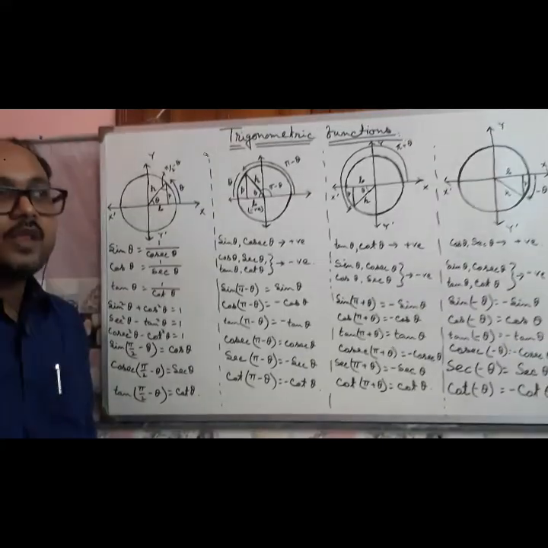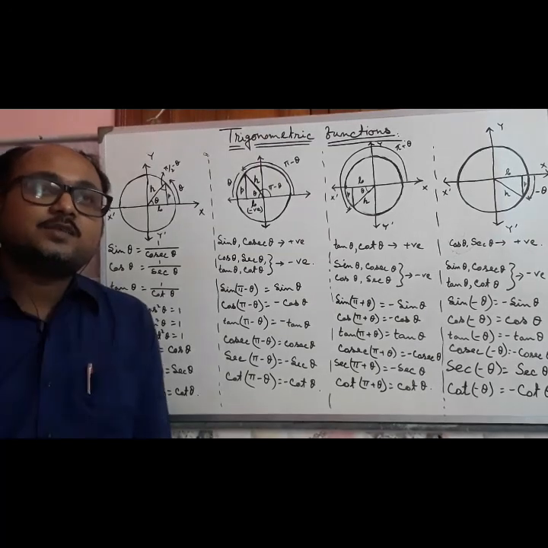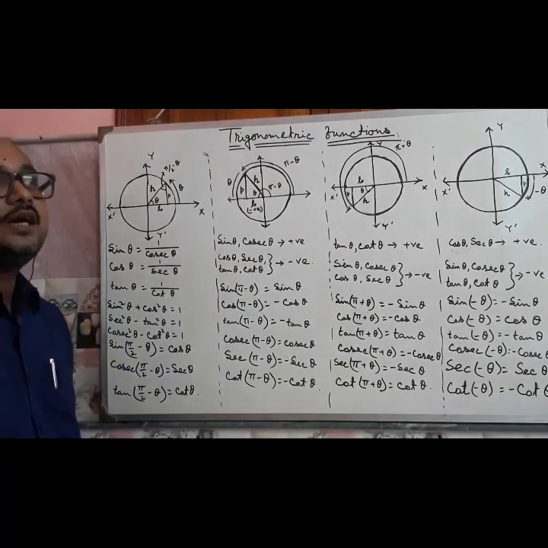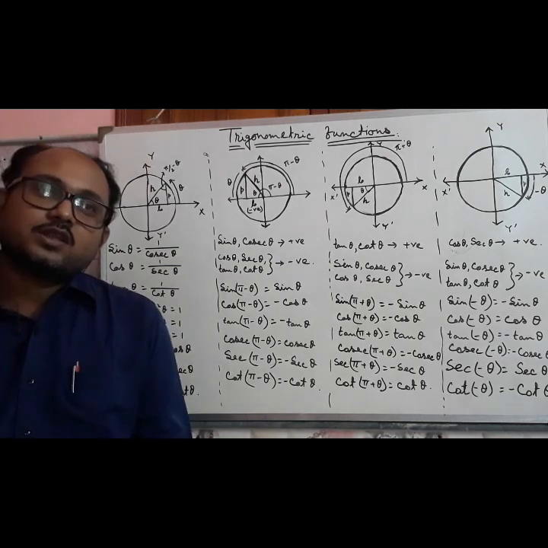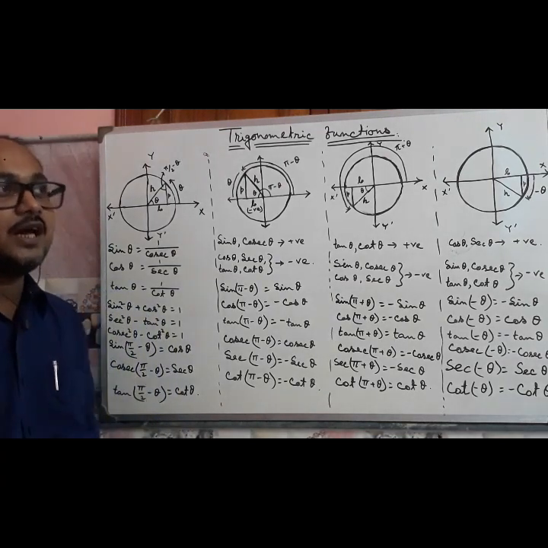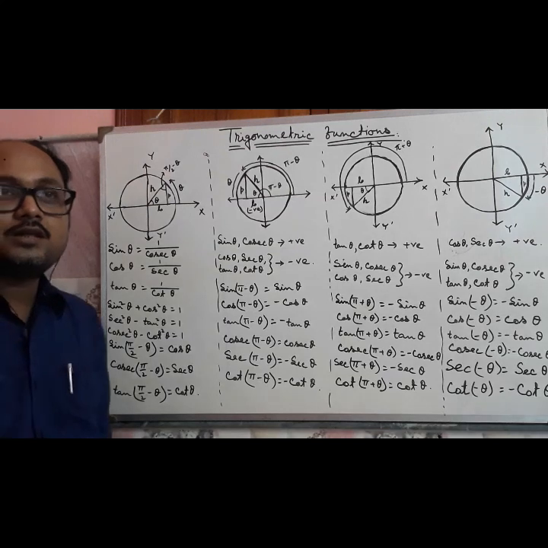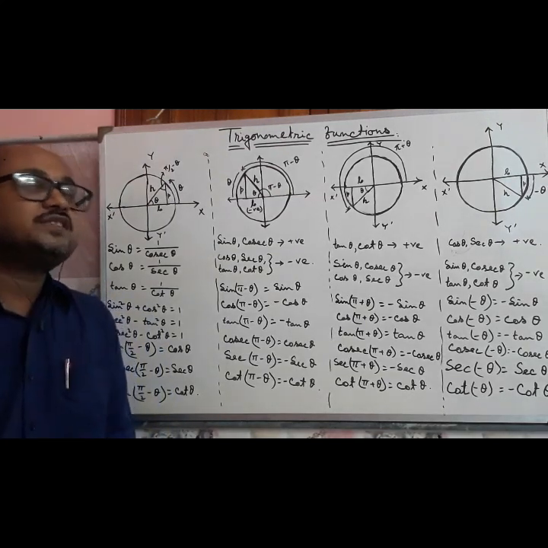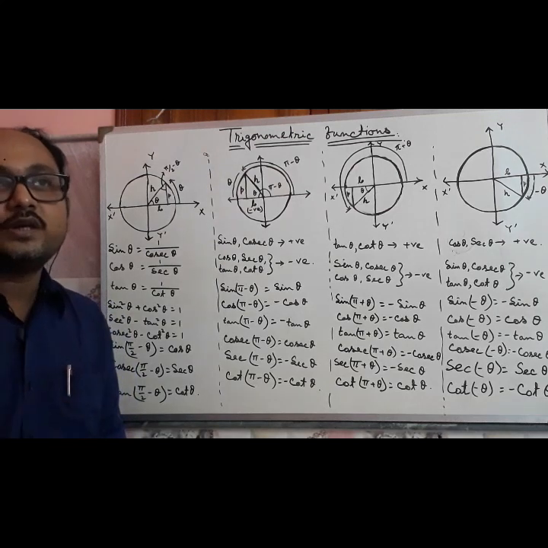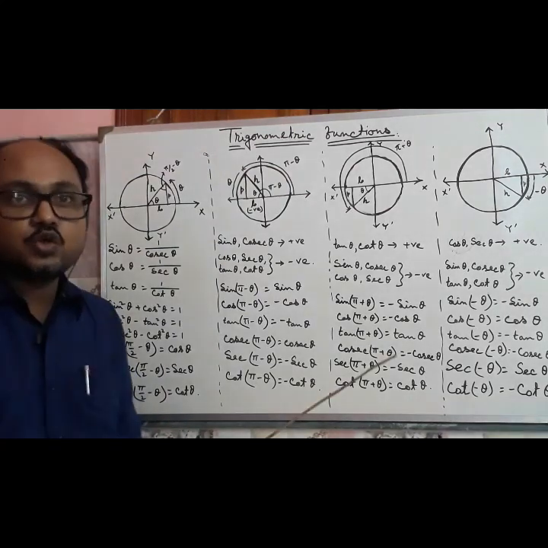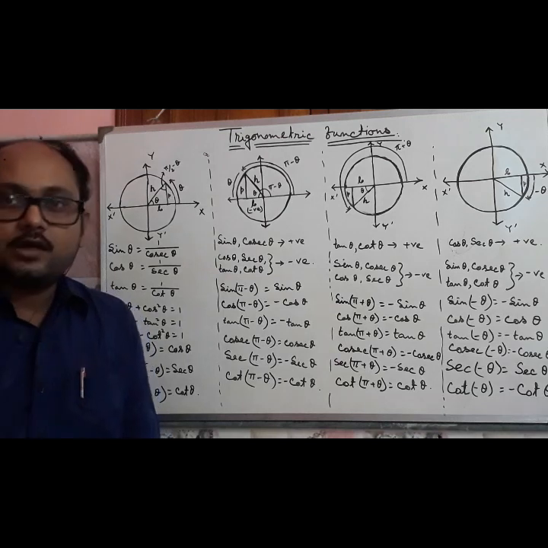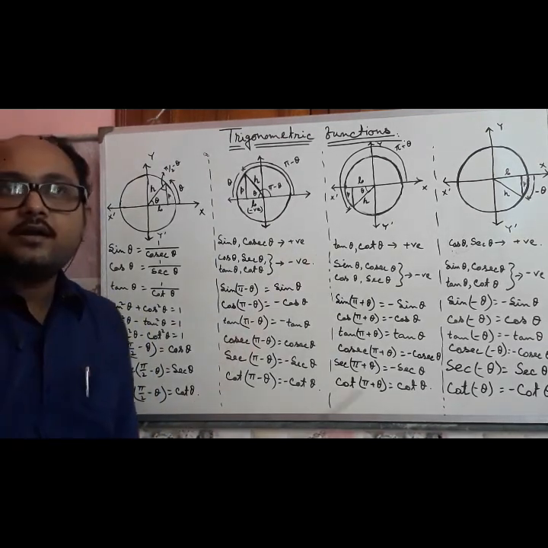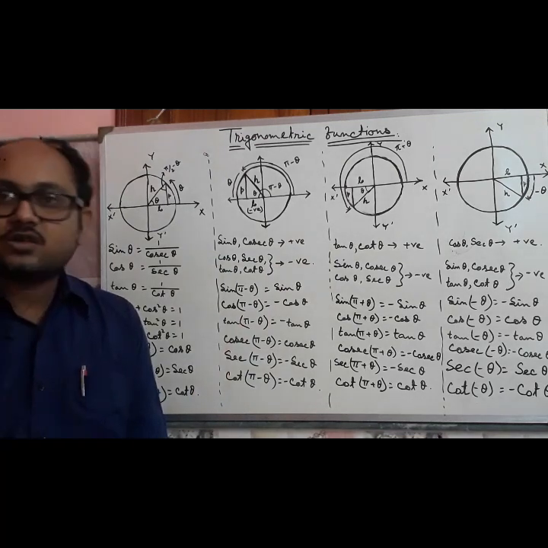trigonometric ratios. Sin theta, that is perpendicular by hypotenuse, cos theta, that is base by hypotenuse, tan theta perpendicular by base, cot theta base by perpendicular, cosec theta hypotenuse by perpendicular, and sec theta, that is hypotenuse by base. That means all these six trigonometric functions are the ratios of the lengths of a right angle triangle.